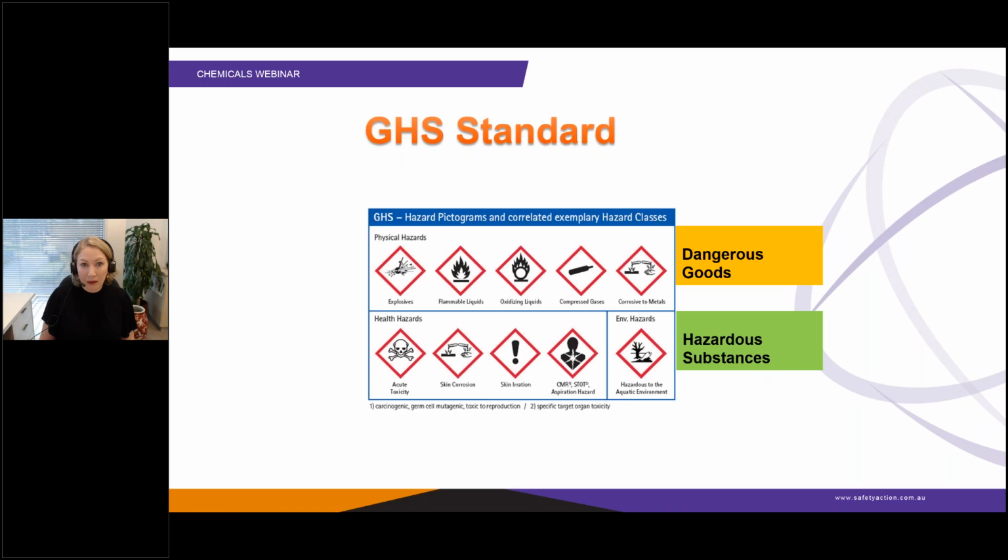A key feature of GHS is this new labelling feature called hazard pictograms, and they are the same shape and look a bit similar to the dangerous goods diamond, but the colour is different. But what's especially valuable with these new GHS pictograms is that we also have pictures that represent health hazards, or previously known hazardous substances, which we did not have under the dangerous goods legislation. They don't have a special picture for health other than the toxic diamond.